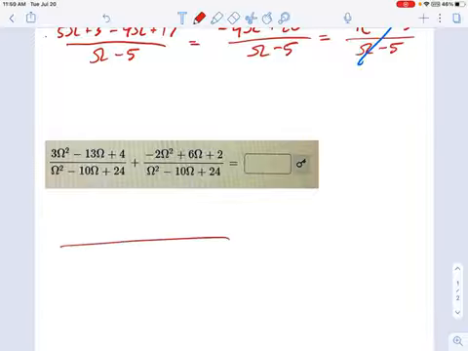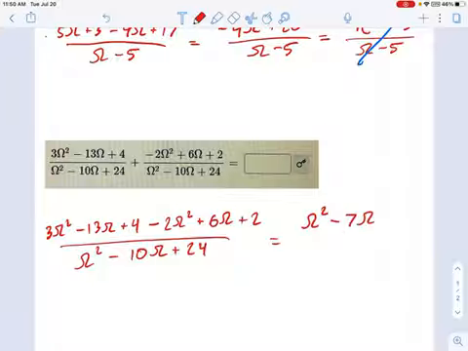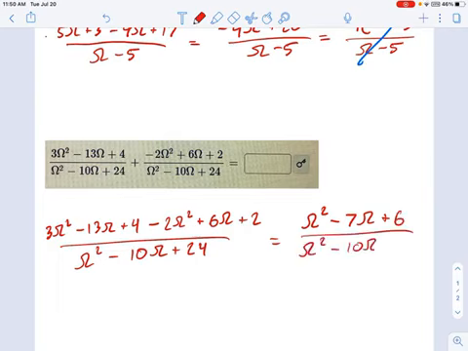Again, same idea as before. My denominator is omega squared minus 10 omega plus 24. And, well, collect all your terms. I have a 3 omega squared minus 13 omega plus 4 plus a minus. Okay, that makes a minus overall. Minus 2 omega squared plus 6 omega plus 2 on the top. And as we collect those all together, we're going to get a single omega squared. Let's see, negative 13 omega plus 6, that's going to be negative 7 omega, and plus 6, okay, over omega squared minus 10 omega plus 24.